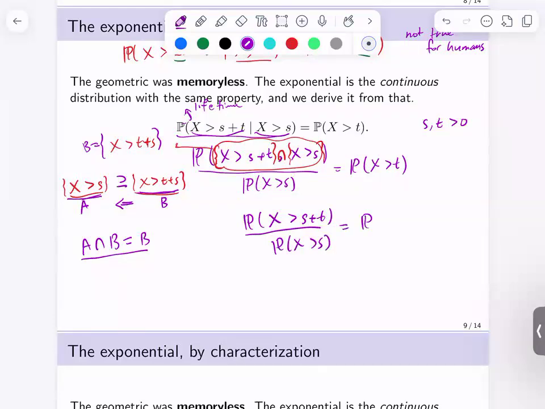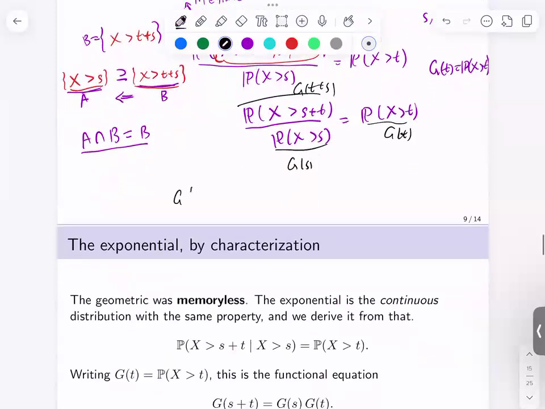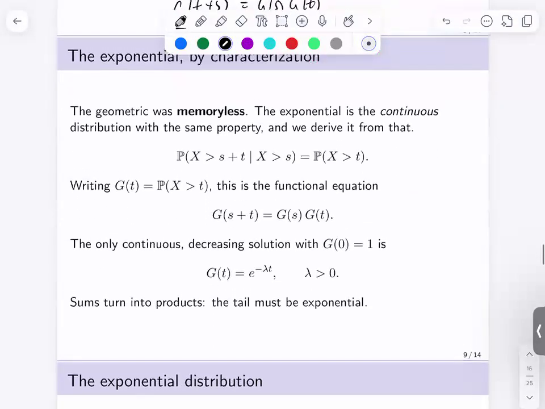If I define g of t to be the probability that x is bigger than t, then this is g of t, this is g of s, and this is g of t plus s. So what this says is g of t plus s, if I multiply both sides, equals g of s times g of t. This function, the complement of the CDF, has to satisfy this functional form.